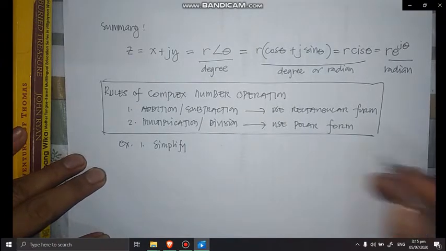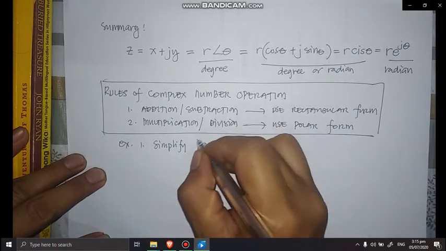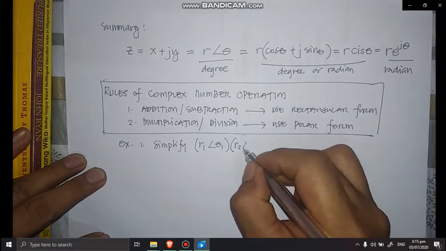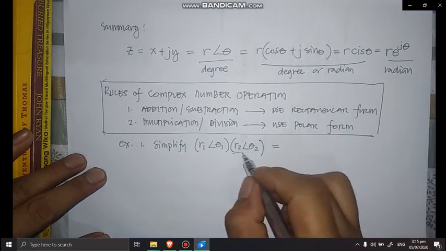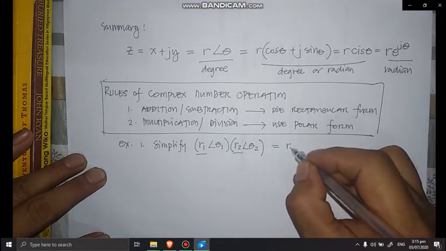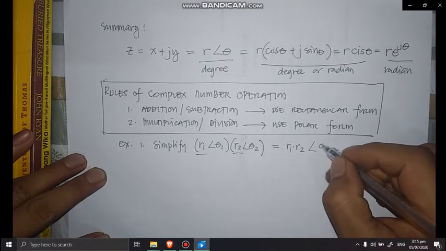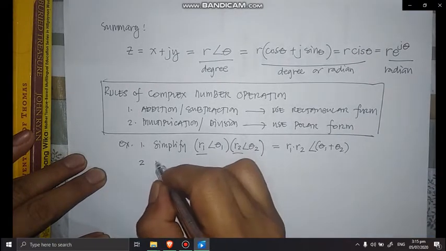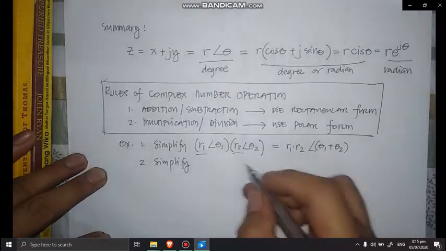Now, if we are going to multiply two complex numbers in polar form, that's r1 angle theta 1 multiplied by r2 angle of theta 2, what will happen to the magnitude and what will happen to the angles? So if you are going to multiply that one, you are going to multiply the magnitudes, and for the angles, you are going to sum them up. That will become theta 1 plus theta 2. That's how you simplify the product of two complex numbers in polar form.